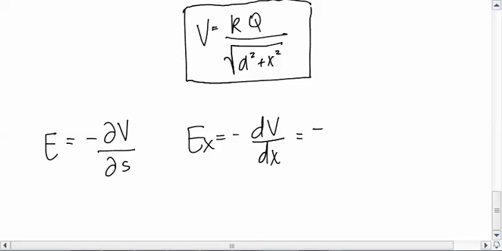So negative kq over what? A squared plus x squared. Is that raised to the 3/2 there? Let me start over here. I'll do this. So we're going to take the derivative of, I'll use some old school notation eventually. Okay, kq times a squared plus x squared raised to the negative 1/2.